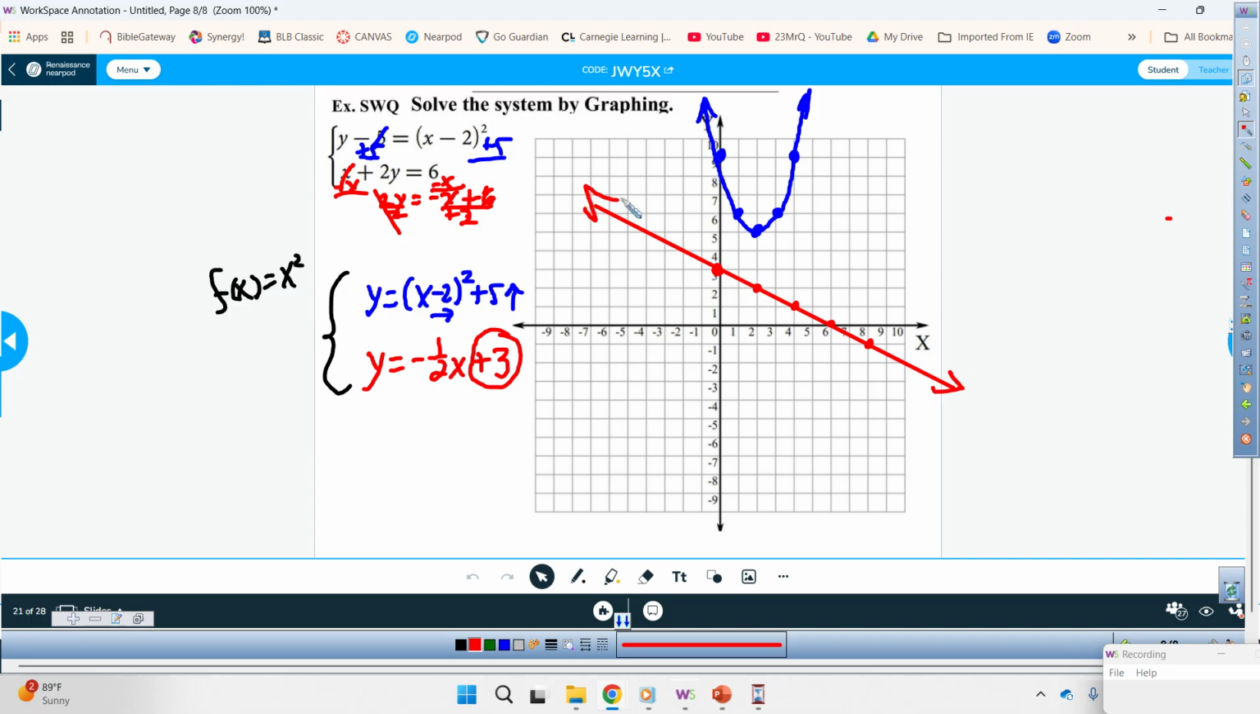All right. Look at it. Tell your neighbor what is the solution to this system. Everyone. What is the solution? No solution. That is correct. Tell your neighbor why no solution. Yeah, because they don't intersect.